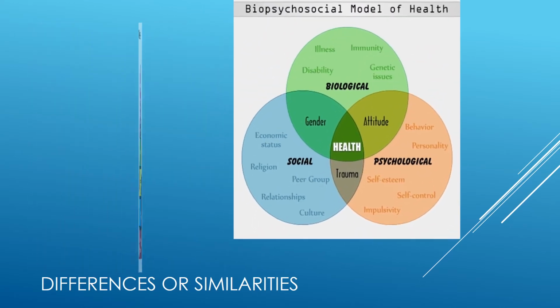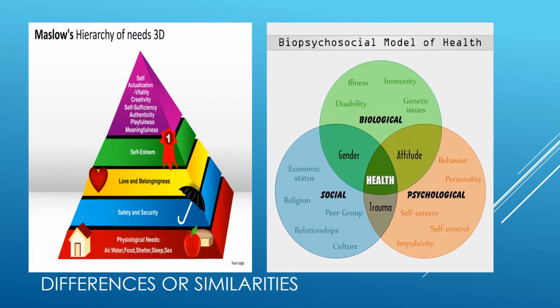Here we can understand better what I was saying before. In this slide, we can see the similarities or differences between both models. As we can see, the biopsychosocial model integrates all levels of Maslow's hierarchy of needs, getting to the point where, when all the steps are covered, the person will reach self-sufficiency, authenticity, self-actualization, and that is exactly what we want to reach with the BPS model.